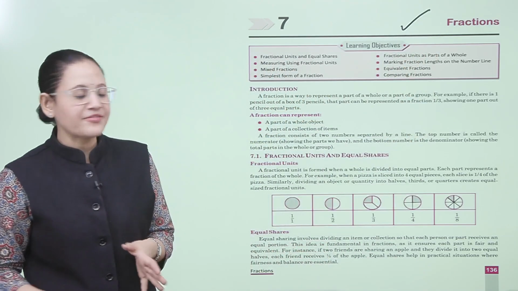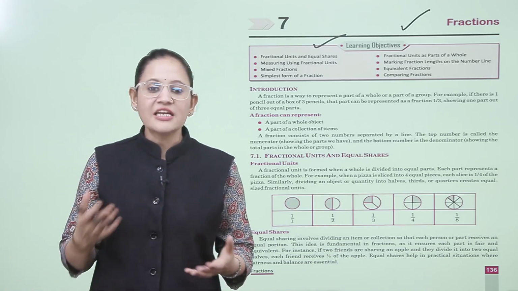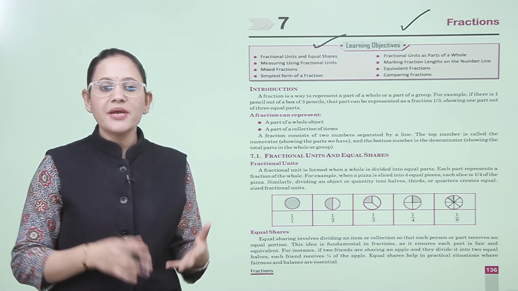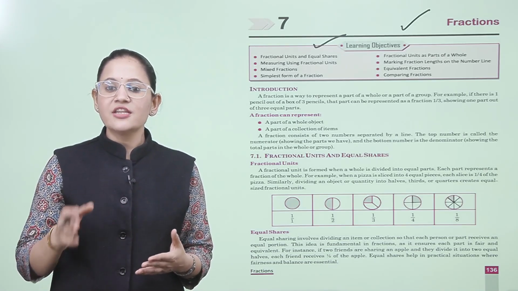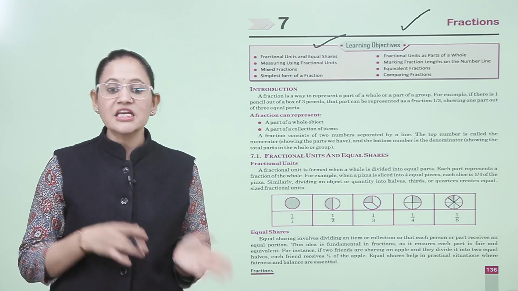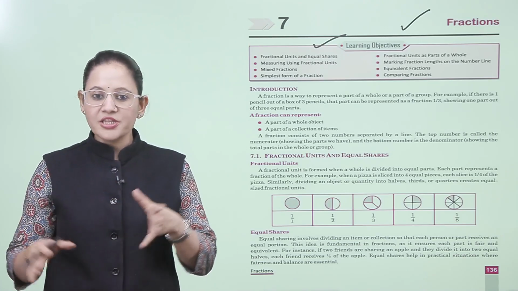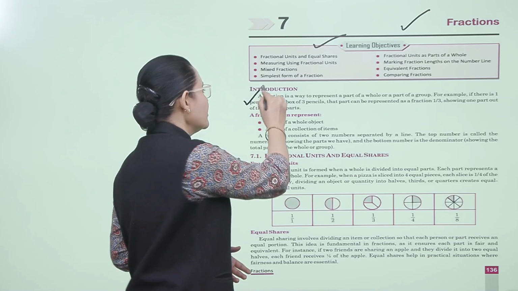Our learning objectives in this chapter are: fractional unit and equal share, fractional unit as the part of a whole, measuring using fractional unit, marking fractional length on the number line, mixed fraction, equivalent fraction, simplest form of the fraction, and comparing fractions. All these things we are going to learn in this chapter. We'll start with the introduction.